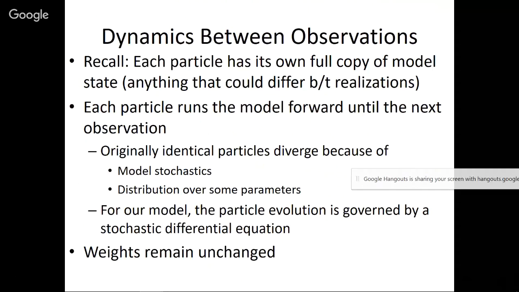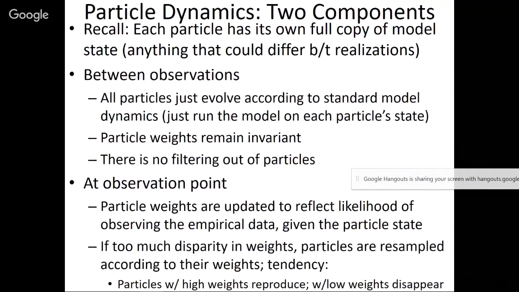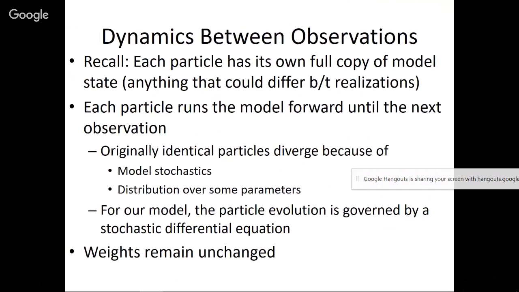And what this leads to is originally identical particles, maybe particles from the start of the model or particles after resampling. They're going to start to diverge because of model stochastics and potentially because of distributions associated over some parameters that are affecting the model, particularly stochastic parameters specifically. Generally speaking, particle evolution is governed in the sorts of models we're dealing with here, these differential equation models, by what's called a stochastic differential equation. So it's a differential equation with some stochastic elements. But key, the weights remain unchanged for all of this.